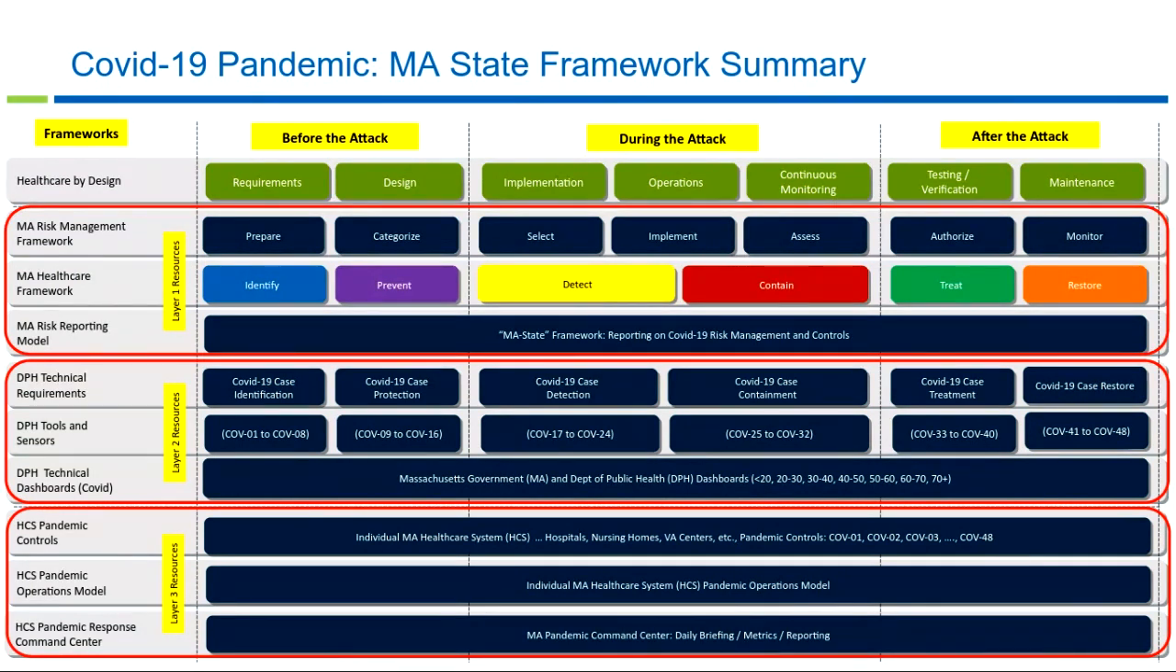healthcare system pandemic controls, basically looking at who's going to be treating COVID patients, healthcare system pandemic operating models, healthcare system pandemic response command center, so that we could measure how well we're treating at the operational level. And at the operational level, we'd be using those individual 48 COVID controls that we discussed that map back to engineering requirements, which then in fact map back to risk management requirements.